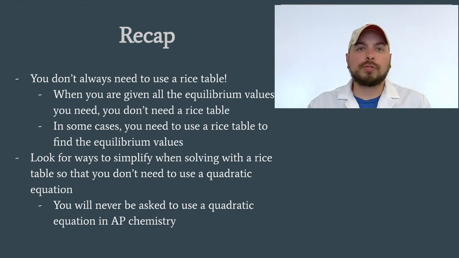Today we looked at how to calculate equilibrium concentrations if we're given the equilibrium constant. Remember, we don't always have to use a Rice table in order to do this. In some situations, we're already given all of the equilibrium values we need. But in some cases, we need to use a Rice table to find those equilibrium values. When we do that, make sure you look to see if there's any way you can simplify the expression so that you don't have to use a quadratic equation. Sometimes you might, but most times you won't. And in terms of the tests and AP exams, you're never going to be asked to do a quadratic equation in this class.